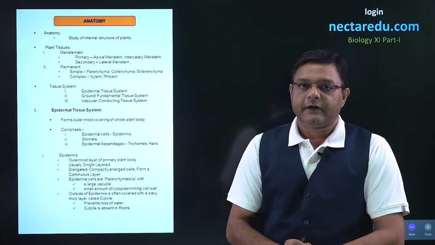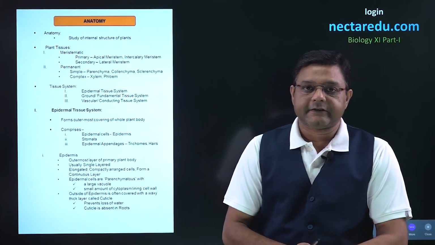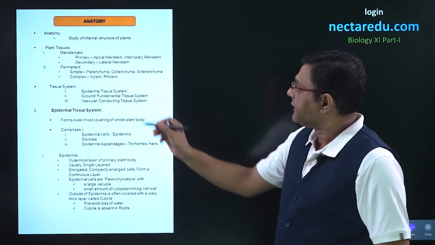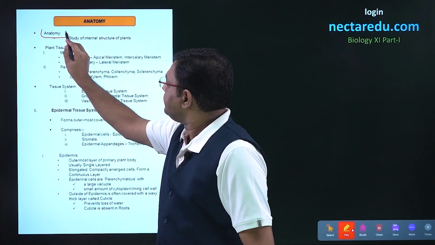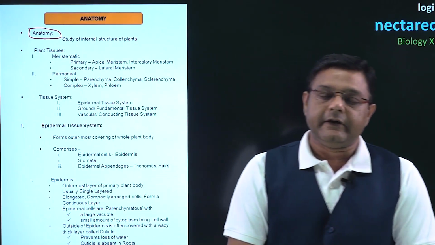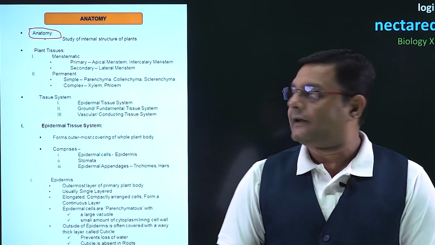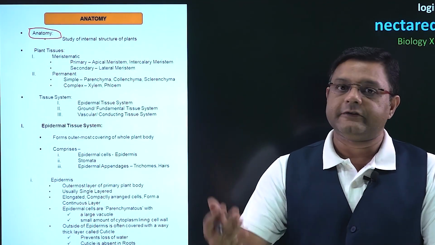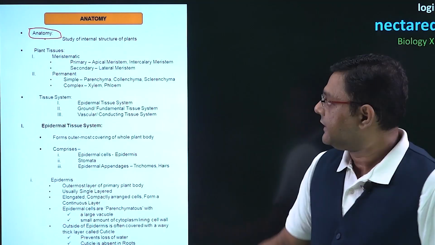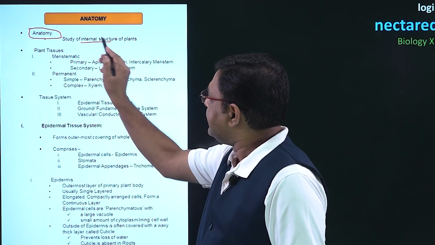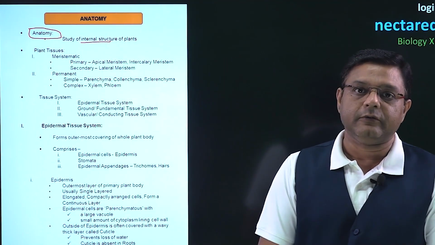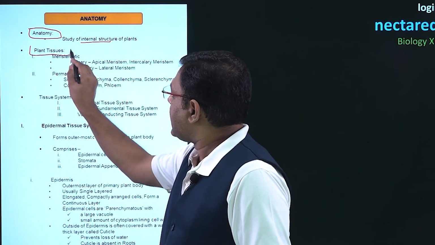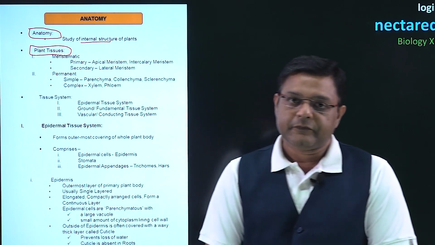Good day to all. In this video, we will be starting the chapter Anatomy of Flowering Plants. Initially, starting with the definition of anatomy. So, in anatomy, we will study the internal structure of plants. If we talk of morphology, morphology is the external structure and anatomy is the internal structure which we are going to study. First, we will look into classification of plant tissues.